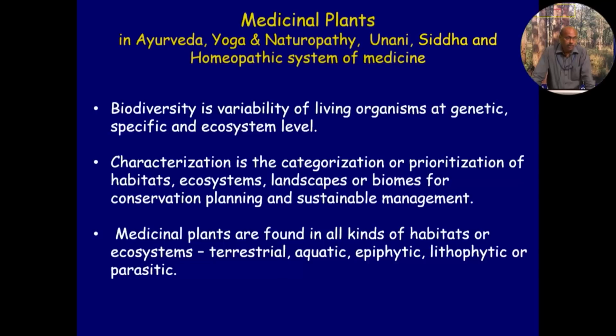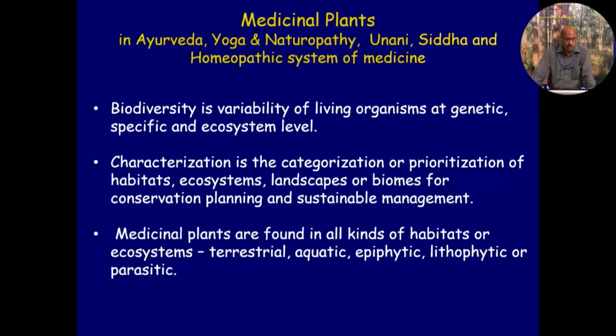For that we need to characterize, that means we need to classify, categorize and prioritize the habitats, ecosystems, landscapes or biomes. We have to say, okay, this ecosystem is not represented, let us protect it, or this biome is not protected, let us protect it. That kind of categorization, or prioritization basically, among the 11 or 12% dense forest we have, that is the characterization. How remote sensing can help us, that I will be discussing.